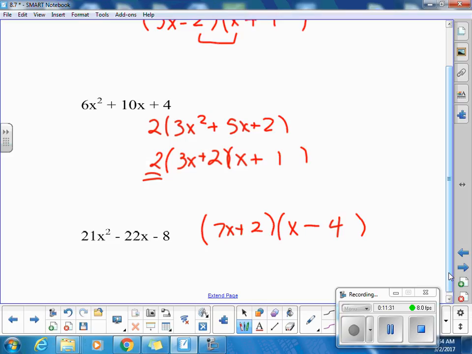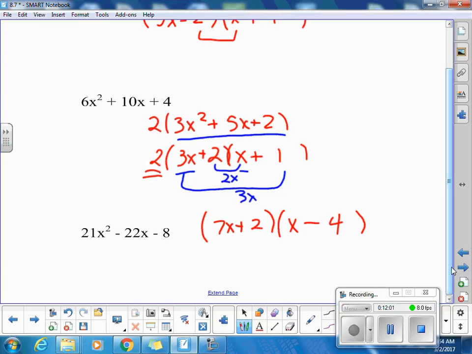So now I'm looking at factoring this, and I know for the first spot, the only thing it can be is 3x and x. So 3x plus 2 and x plus 1. Check my middle terms. Here would give me 3x, here would give me 2x, so a total of 5x, which is what we want in the middle. So that's my factored form: 2 times 3x plus 2 times x plus 1.